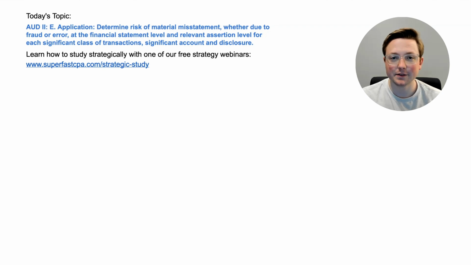I'm Logan, and in today's video, we're going to be going over Audit Area 2. This is Section E. This is an application topic. Determine risk of material misstatement, whether due to fraud or error, at the financial statement level and relevant assertion level for each significant class of transactions, significant account, and disclosure.